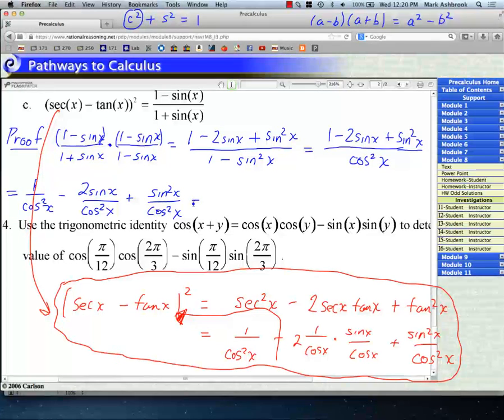So we see that 1 over cosine squared is secant squared. Here, this 2 sine over cosine squared, is that what we have right here? Exactly what we have. So if we split that out, it's the same as 2 tangent secant.